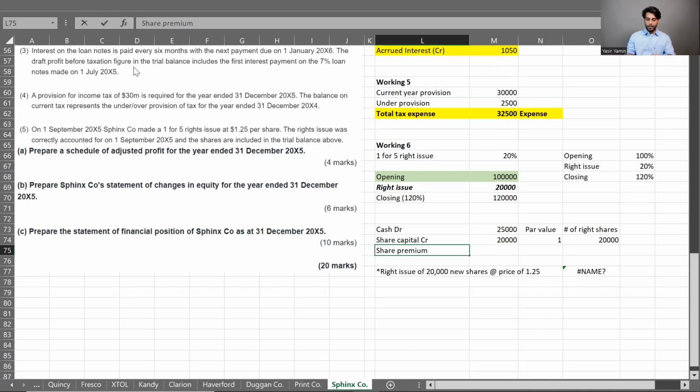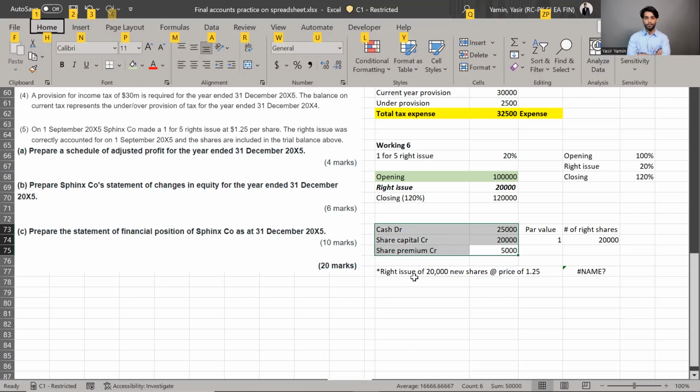Does everybody understand this? Please just let me know. Are you clear on this? Done?